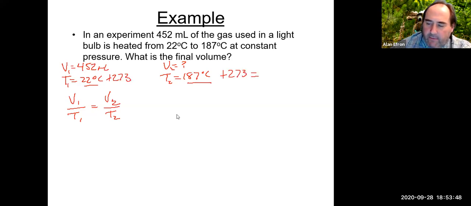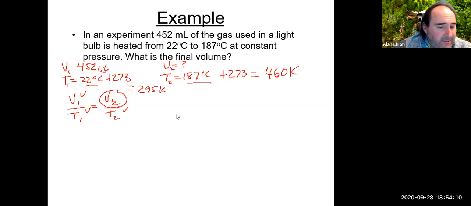And when we do that, 187 plus 273 gets me 460 Kelvin. And 22 plus 273 gets me 295 Kelvin. My volume is okay. So in this case, I have everybody except V2. So again, we need to go opposite. So I need to move the T2 to the other side. When I move it to the other side, it ends up in the opposite location. It's on the bottom on the right. It will end up on the top as you go across.